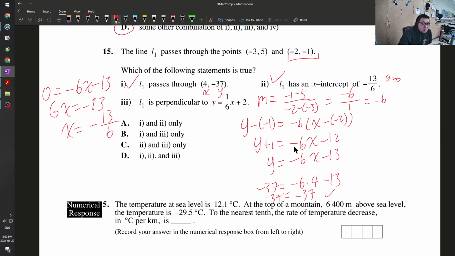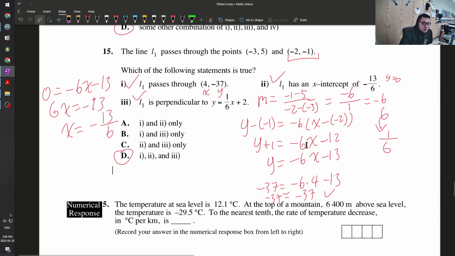Okay, now the slope of this is negative 6. Therefore, the line that's perpendicular to it will have the negative reciprocal of this slope. So negative 6 becomes positive 1 over 6. So 3 is also right. Since A, B, C, 1, 2, 3 are all right, 15 is D.